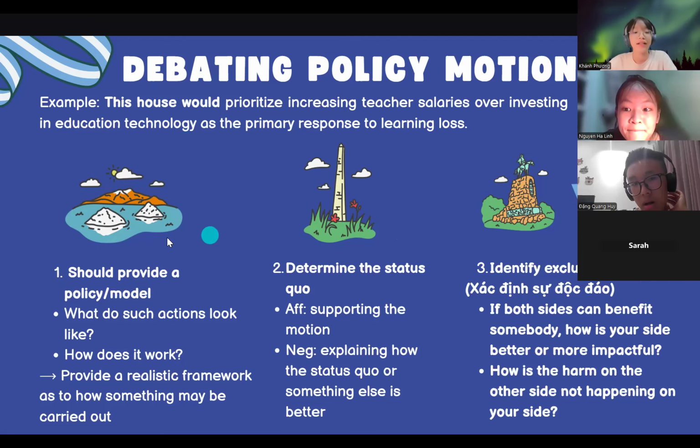Okay, I'll explain. So yeah, number 1, whenever you see this house would something, it means it is a policy motion because we would do something, right? So you should provide a policy.